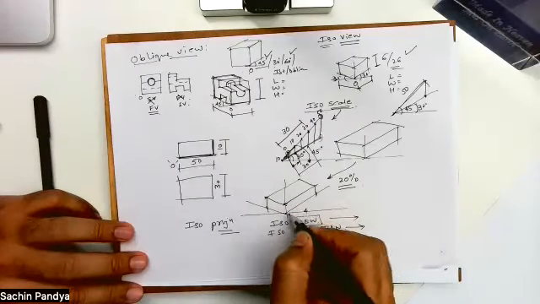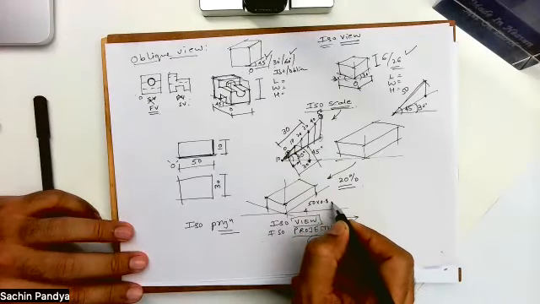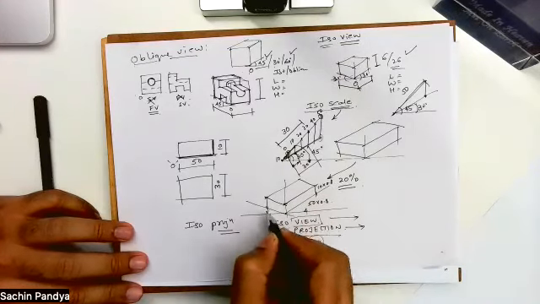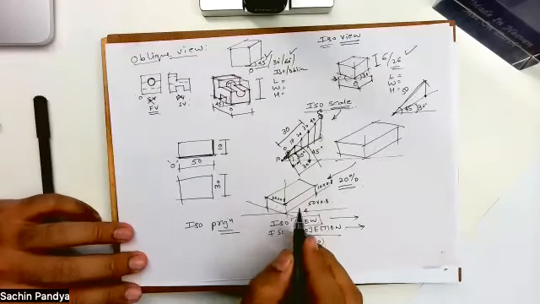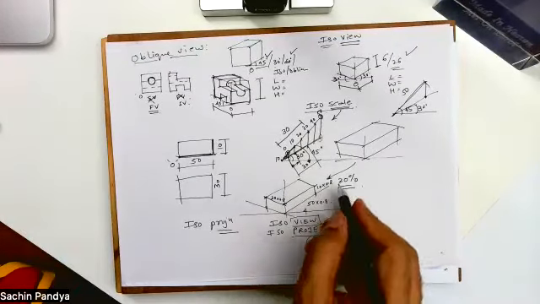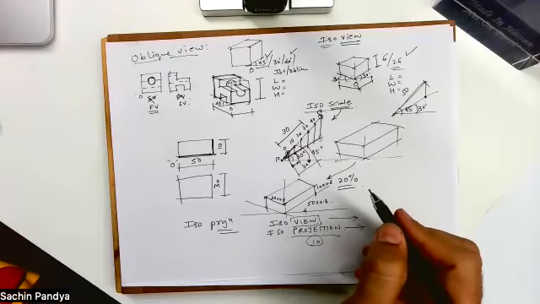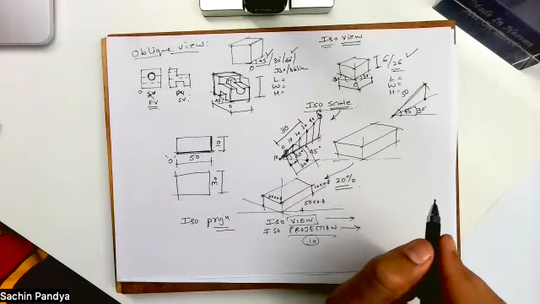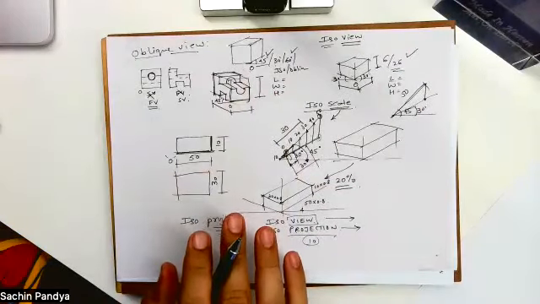Approximately, this distance would be how much? You know that? 50 into 0.8. This distance will be 10 into 0.8. This distance is 30 into 0.8. So there are a few teachers who will say directly multiply with 0.8 and do it. If you want to do it that way, you can do that also. But this scale you need to draw.